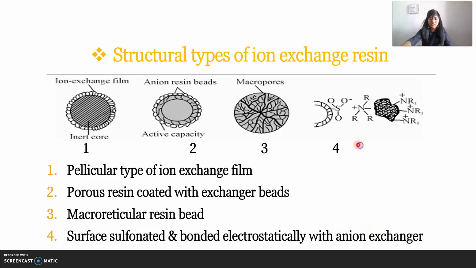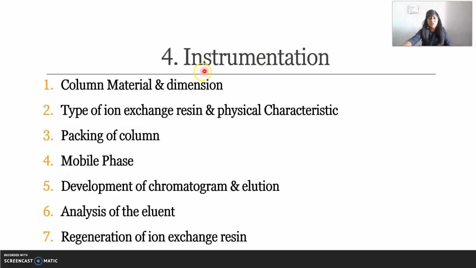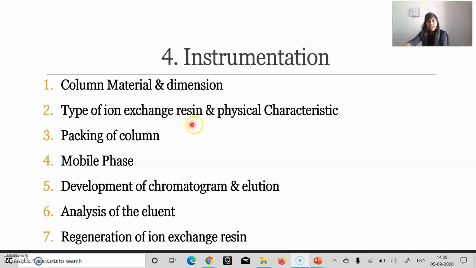Next point of discussion is the instrumentation of ion exchange chromatography. The instrumentation comprises the following points: the column material and dimensions, type of ion exchange resin, and physical characteristics. The selection of ion depends upon the type of ion exchange resin used for the separation, like cation or anion, the nature of the ions to be utilized for the separation, like strong or weak, or the exchangeable capacity of the resin.